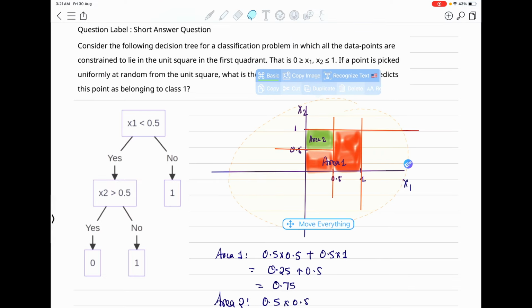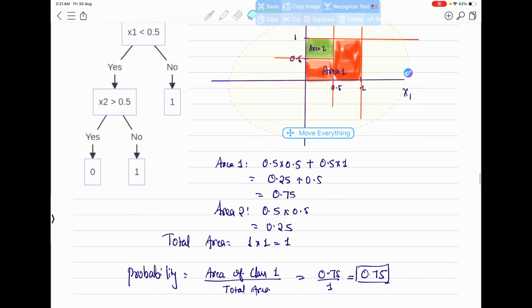Our diagram will look like this, where you can see when we have x1 less than 0.5, if it is no, then it will be 1, that is colored with red. If it is yes, then again we check the condition that x2 is greater than 0.5. If yes, it will be 0; if not, it will be 1, so I just colored the red area. And for 0 I colored the green area, so you can see area 1 and area 2.